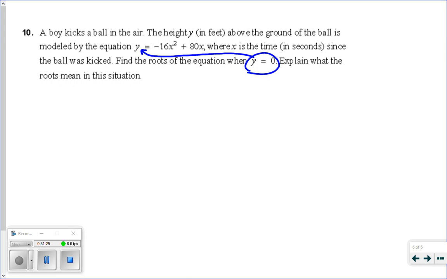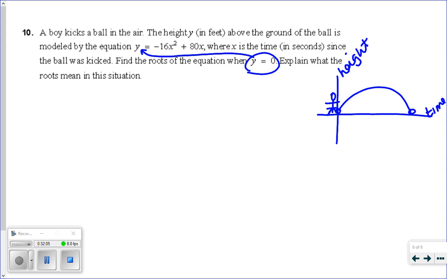Okay, so we're going to insert a 0 there and get the ball rolling. Ha, check that out. No pun intended, right? And get going. All right, explain what the roots mean in this situation. So think about this: we've got the ground, we've got a boy kicking a ball here, or a girl, however you want it. They kick it, and then that lands. That little arc that I just made is modeled by that equation right there, where x is time in seconds, and the y-axis is height.